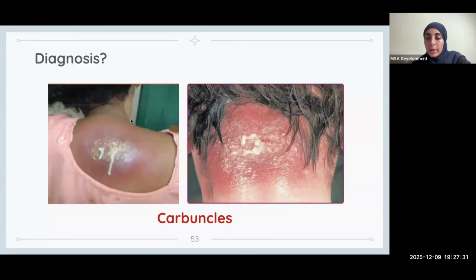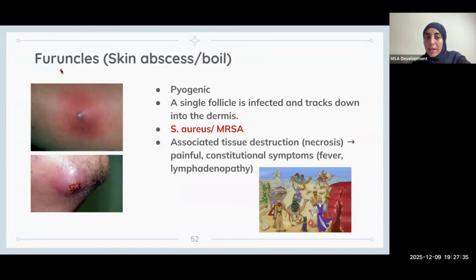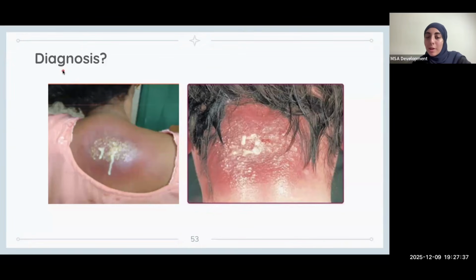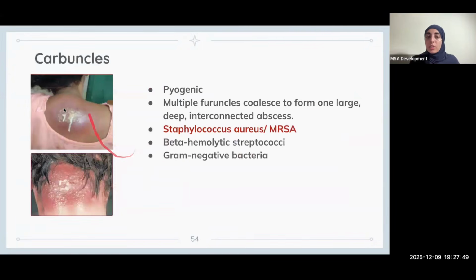Okay, this is a carbuncle. The carbuncle is basically a bunch of furuncles beside each other that formed a carbuncle. Okay, so furuncle, furuncle, furuncle coalesced together and they formed one big abscess called a carbuncle. And you look how inflamed it is, and there's so much pus inside. There's a lot of pus, so it's pyogenic. And as we said, it's multiple furuncles coming together to form one huge abscess.